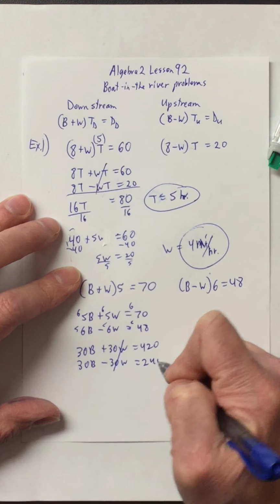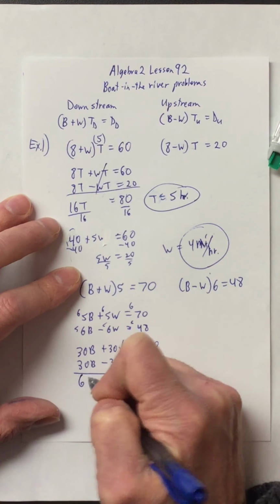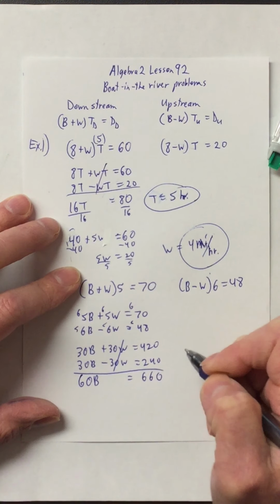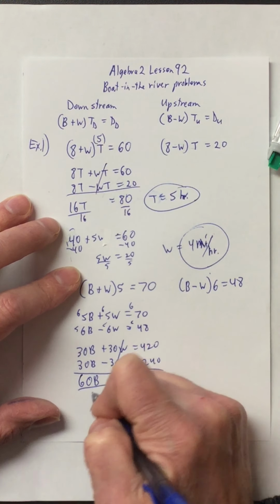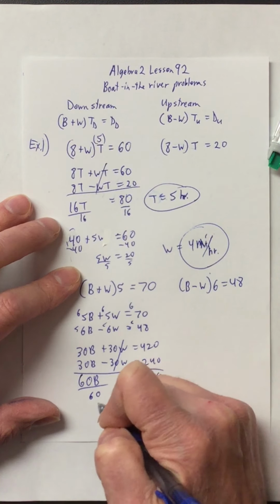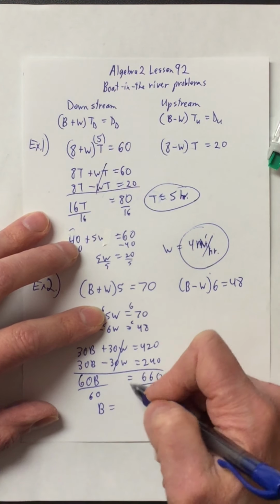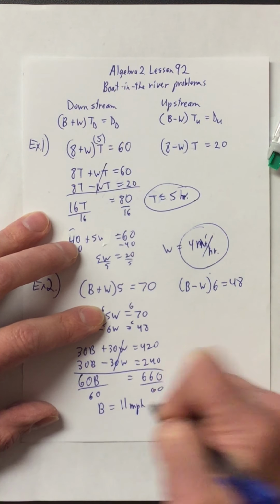which is 240. All right, so add those together, I get 60B equals 660. Divide by 60 on both sides. The speed of my boat looks like it is 11 miles per hour.